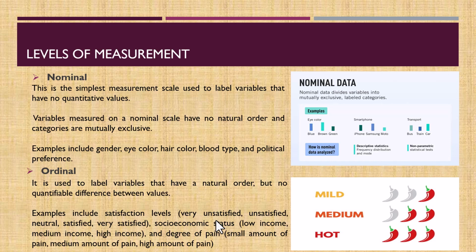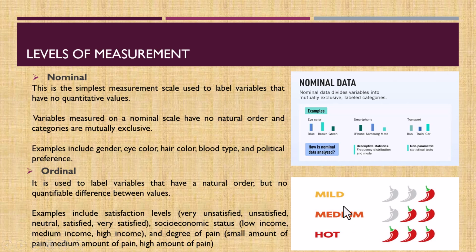So when I say ordinal or ordered, you cannot begin with neutral, then go to very unsatisfied. It wouldn't make sense. We have socio-economic status, which can be low income, medium income, high income. We can have degree of pain. It can be small amount of pain, medium amount of pain, high amount of pain.